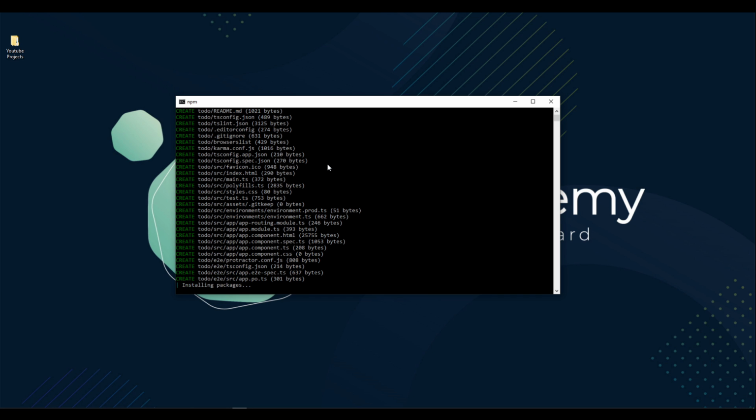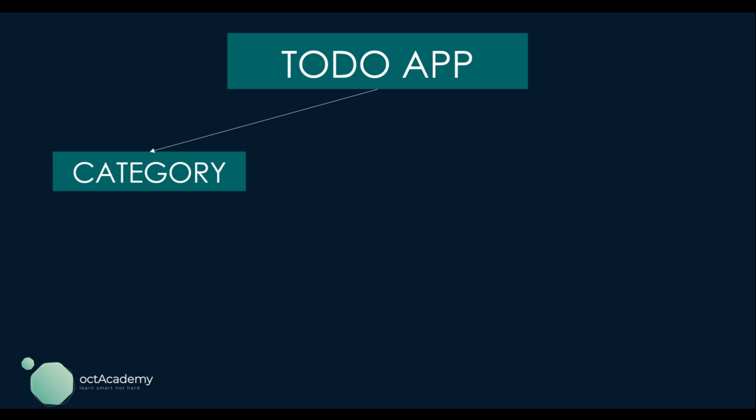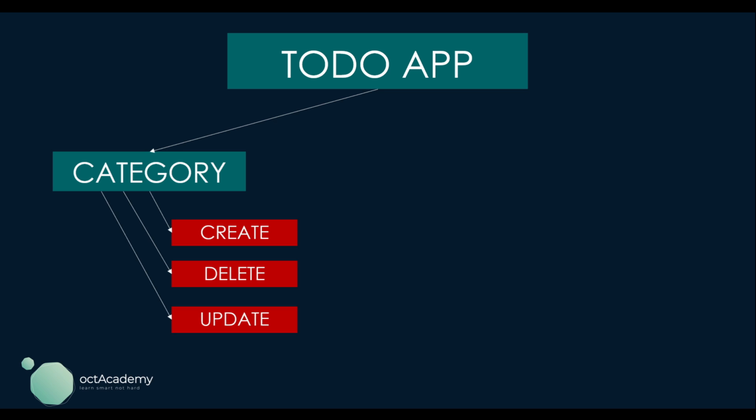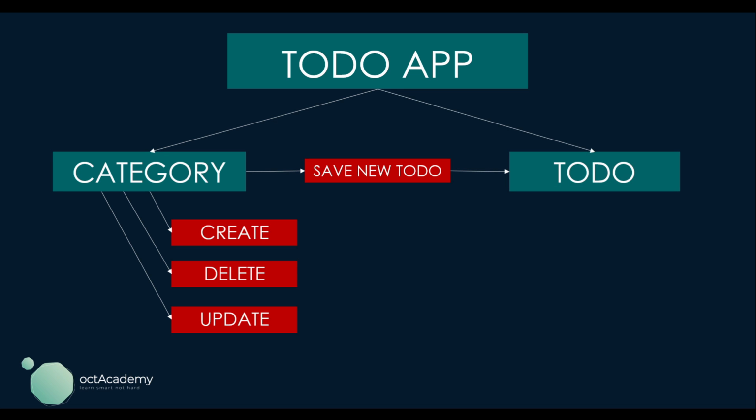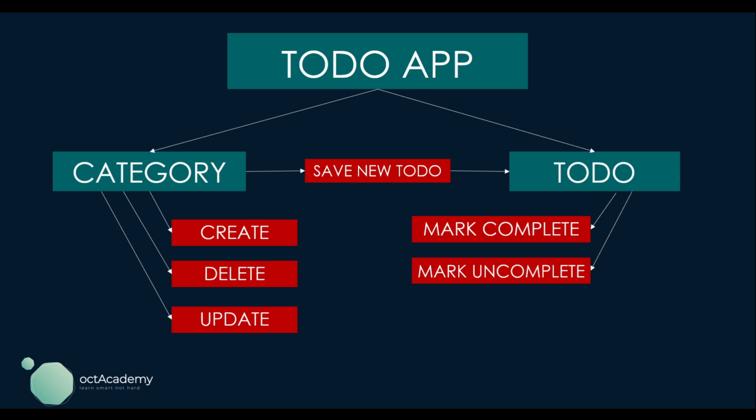Alright, our Angular to-do app is cooking. This may take several minutes depending on your PC and internet speed. So while this is installing, I'll give you an idea of what we are going to build in this tutorial. As I mentioned before, this is a to-do app where we can manage our simple to-dos. In this app, we have to-do categories. We can create, delete, update categories, and we can save new to-dos under each category. Inside these categories, we can mark uncompleted to-dos as completed, completed to-dos as uncompleted, and also we can edit, delete, and save new to-dos.